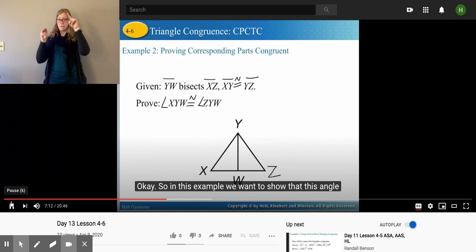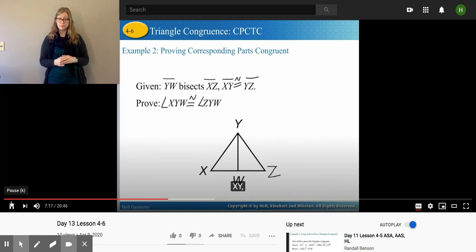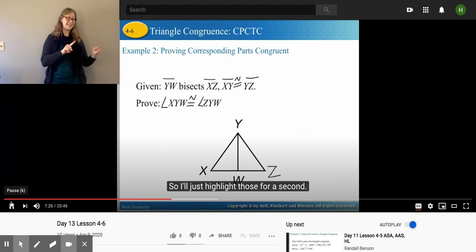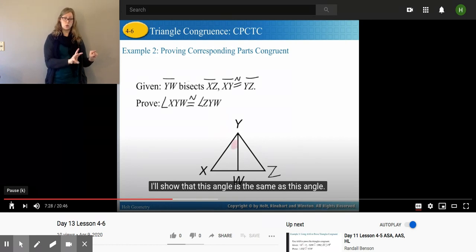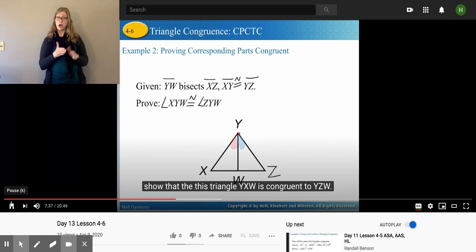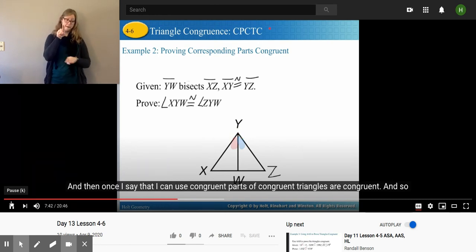Okay, so in this example, we want to show that this angle XYW is congruent to angle ZYW. So I'll just highlight those for a second. I'll show that this angle is the same as this angle. So our strategy is going to be that we show that this triangle YXW is congruent to YZW. And then once I say that, I can use congruent parts of congruent triangles are congruent.